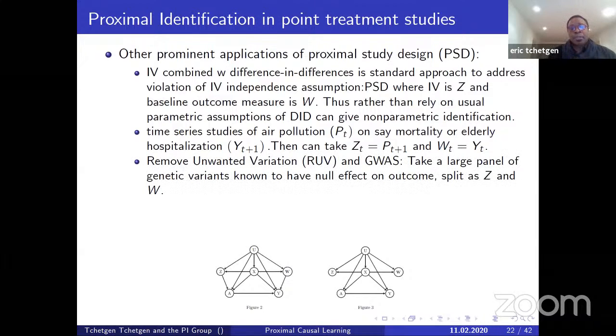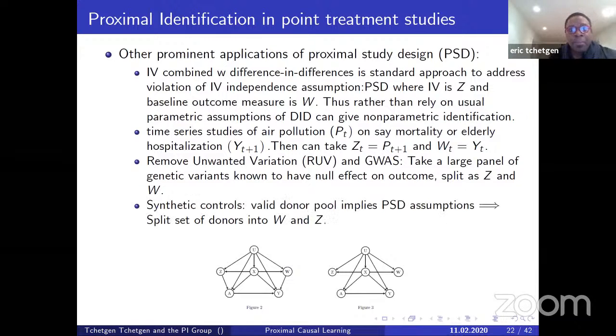The other setups that are related to this framework: remove unwanted variation, RUV, and GWAS. There you take a large panel of genetic variants known to have null effects on the outcome, split them as Z and W, and then run the analysis I will describe. Synthetic controls, Alberto's synthetic controls, can be related to proximal. We have a proximal synthetic control study design, where we take the pool of donors, and it turns out that for them to be valid donors, they must be proxies. The appeal here is when you have really complicated endogeneity that you want to account for. What you do is you split that pool of donors.